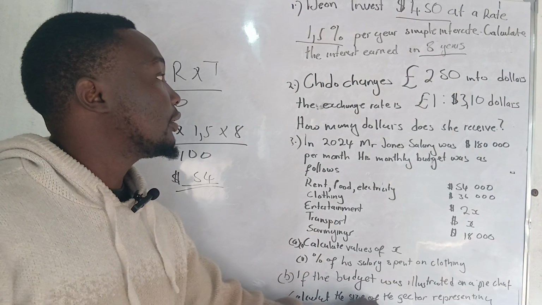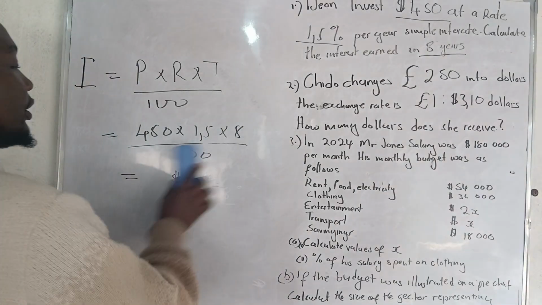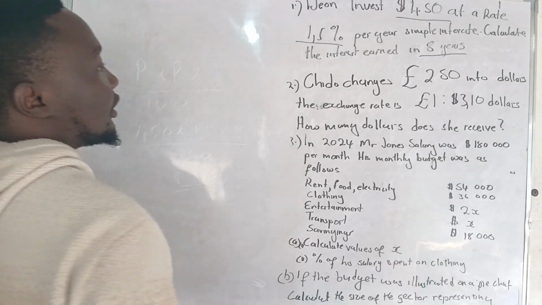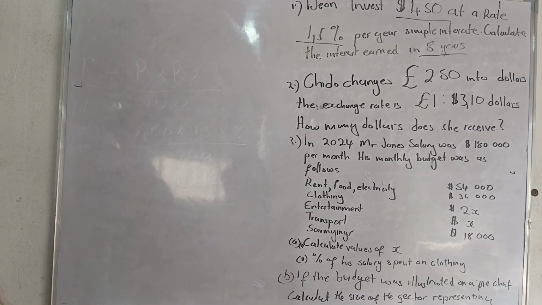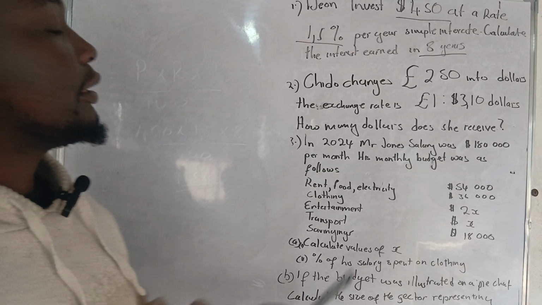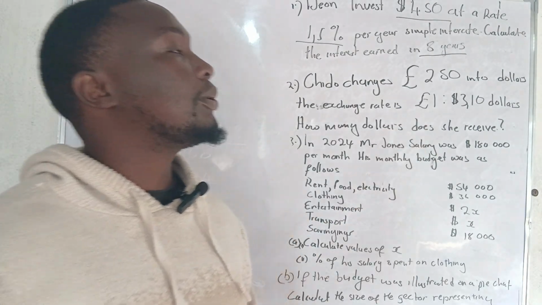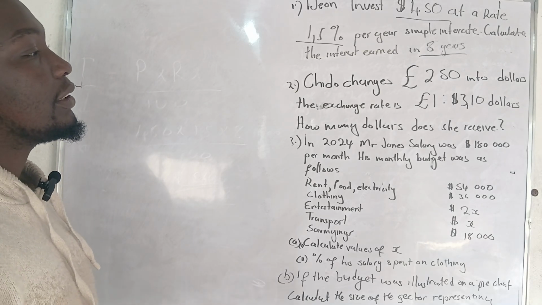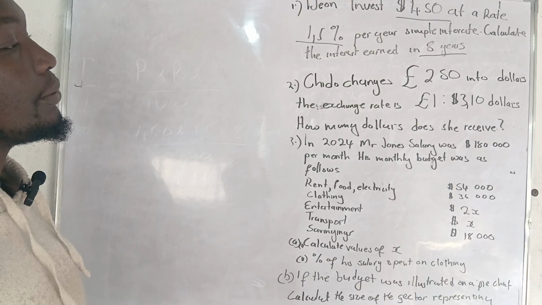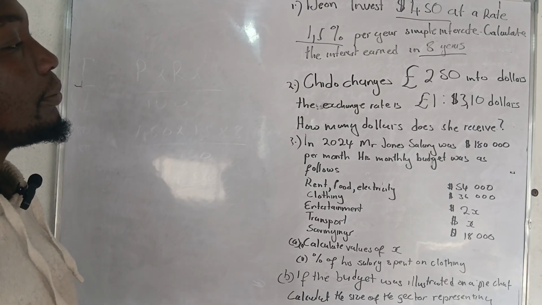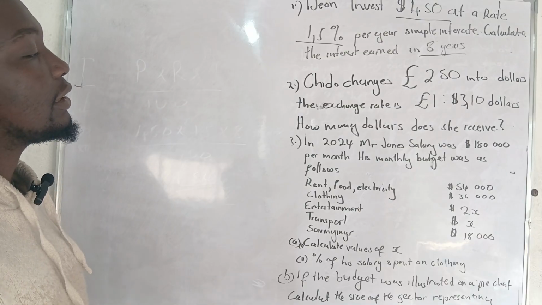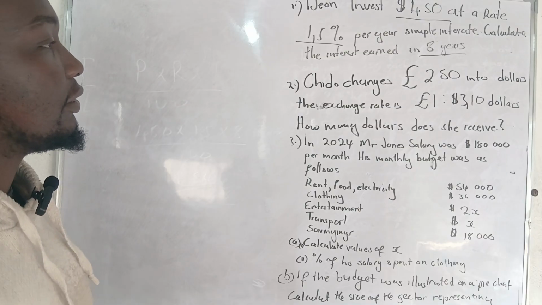Let's move on to the next question. Kilo exchanges 250 euro. It is important to know the signs of money. This one represents euro. So Kilo exchanges 250 euro into dollars. The exchange rate is 1 euro to $3.10. How many dollars does she receive?